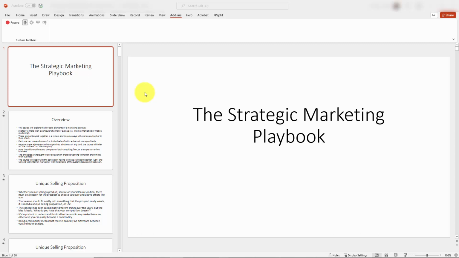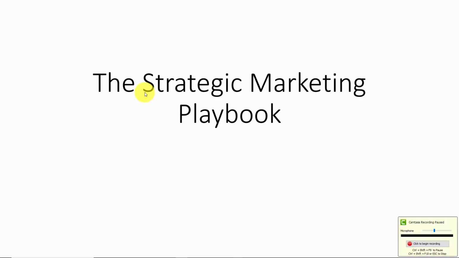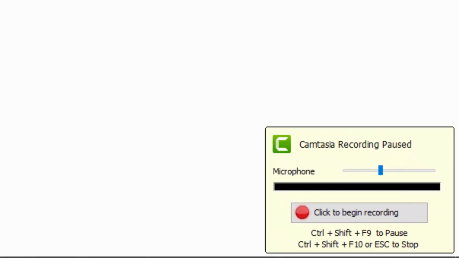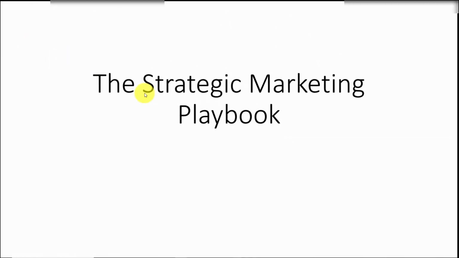If we click Control, Shift, and F9, what you'll see is that your first slide will appear and it is ready to begin recording. What you will also see in the bottom right-hand corner is a preview button. Now you can click Control, Shift, and F9 again in order to start the recording. We click Control, Shift, and F9, and then the recording process starts.